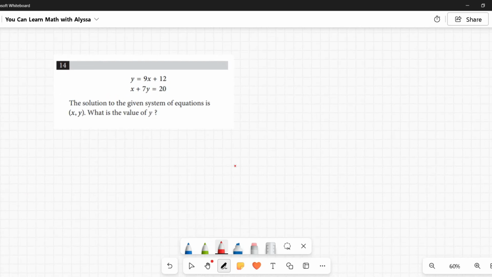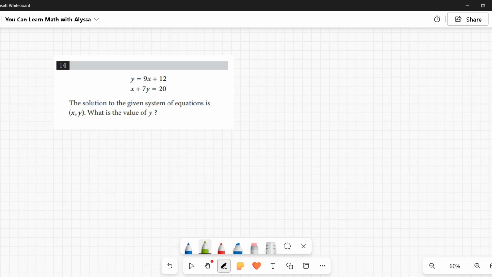14, y equals 9x plus 12 and x plus 7y equals 20. The solution to the given system of equations is (x, y). What is the value of y? Two ways that you can do this pretty quickly are either graphing or through substitution. Graphing is probably a little quicker in this particular case, but I'm going to show you substitution.